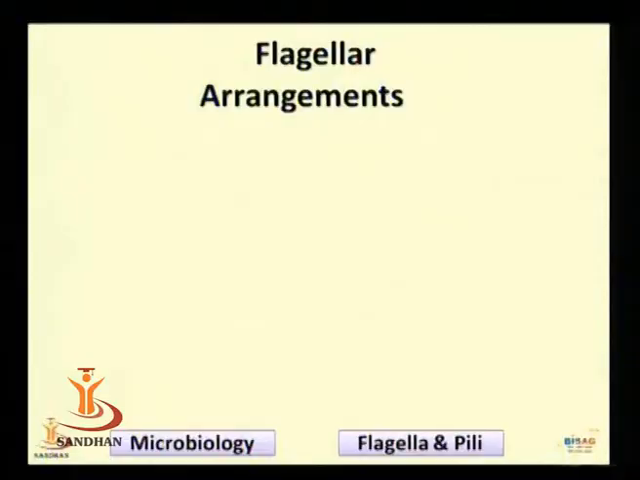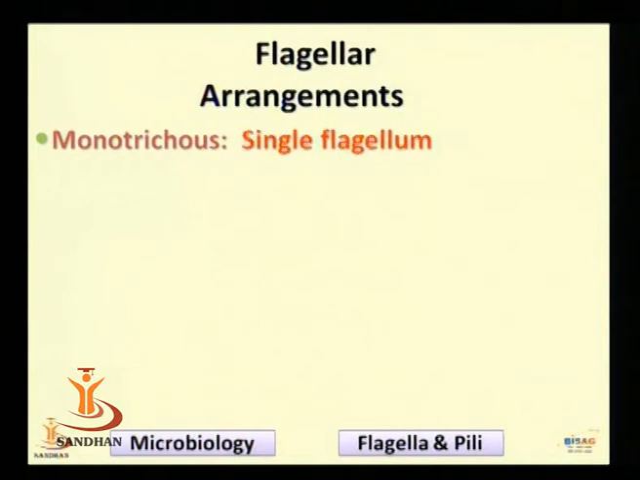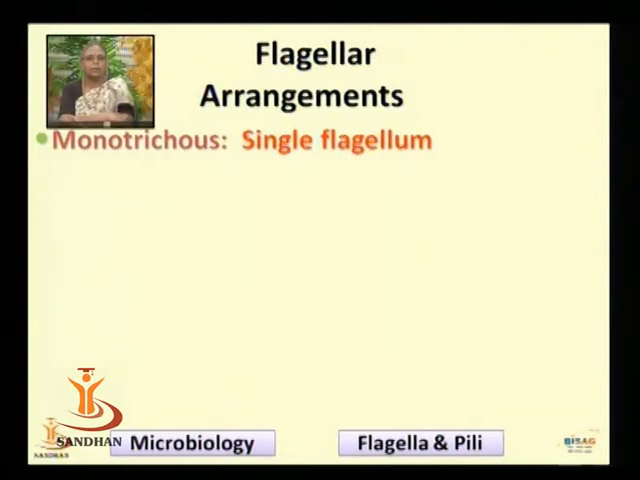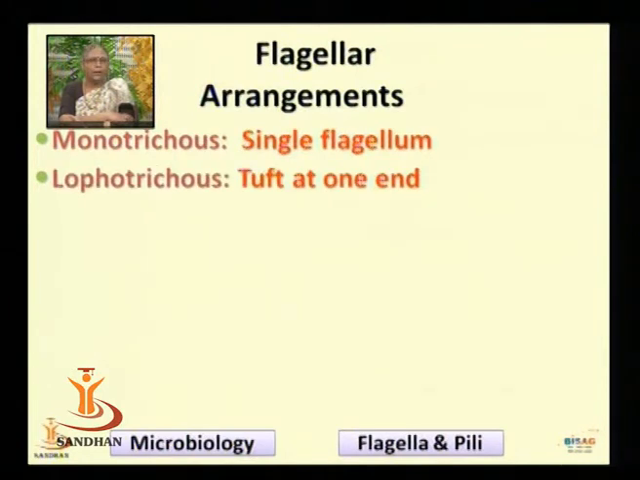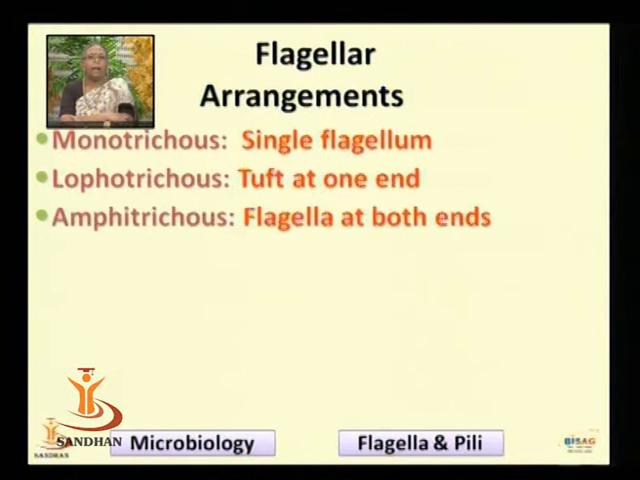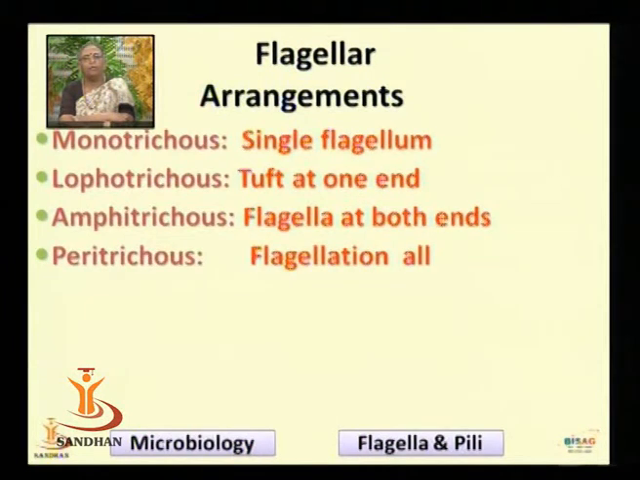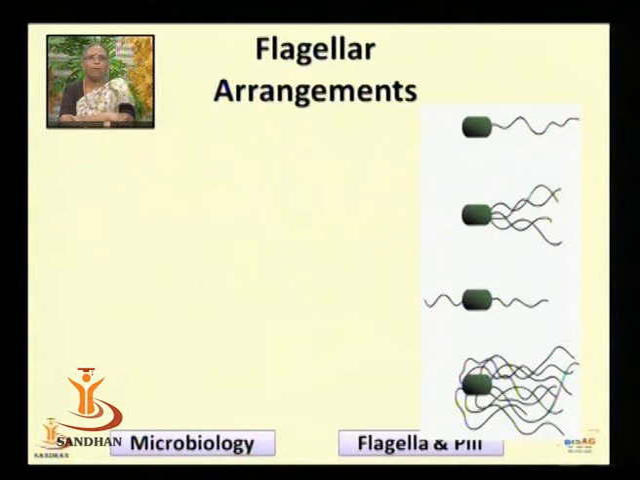Now let us see how the arrangement of the flagella is there on the bacterial cell. These are described as monotrichous if a single flagellum is found. They are lophotrichous if a tuft, that is a bunch of flagella, is found at one end of the cell. It may be amphitrichous when the flagella are present at both the ends, and it would be peritrichous when they are found all around the bacterial cell surface. So this is an important point to be noted.